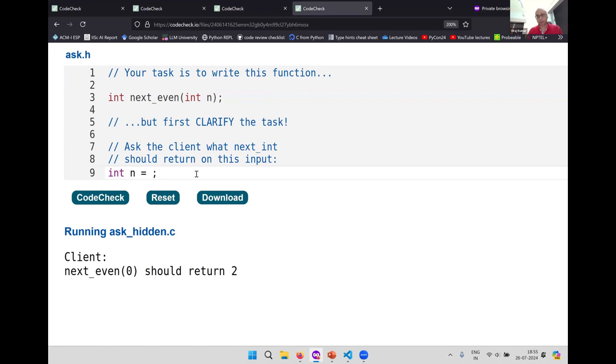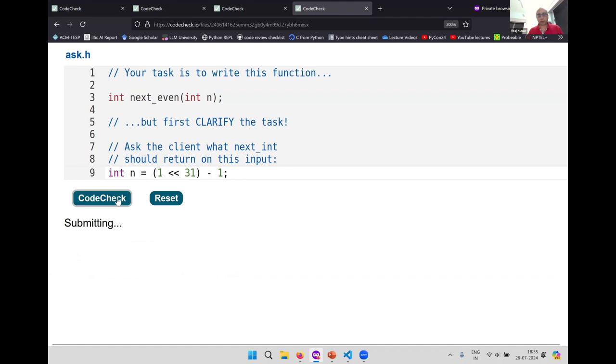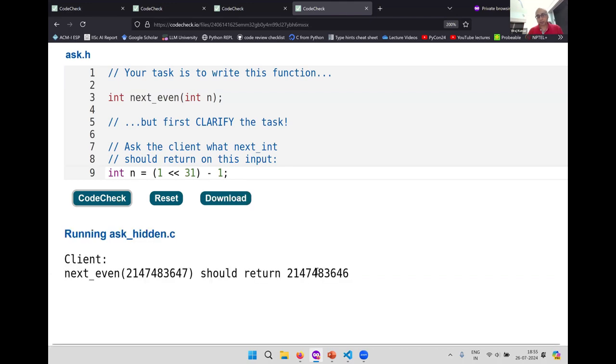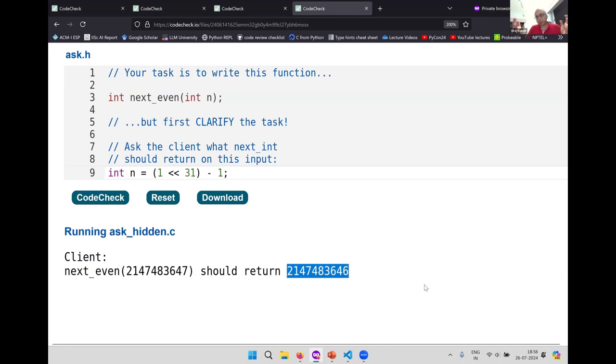This problem doesn't arise in Python code because there is no a priori upper bound for integers in Python. But this question does make sense in C. If I take the largest representable integer, assuming 32-bit ints, then what does the client want? In this case, the client wants this, because it happens to be the largest positive even number that is representable. Now, this is a very weird request.